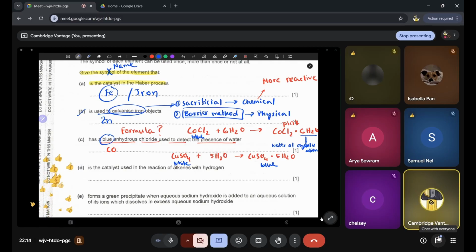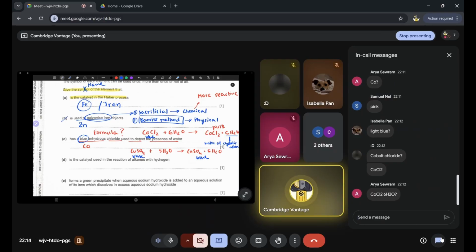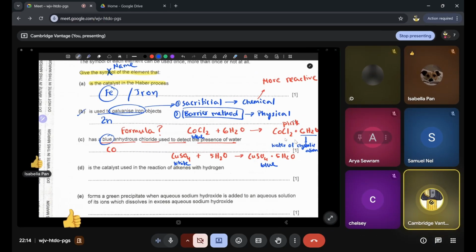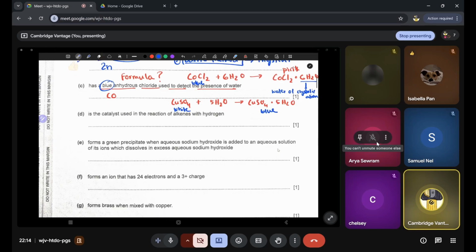All right. So what about Isabella and Chelsea? All right. And Isabella, you mentioned that it's going to be light blue, but it's going to be pink, unfortunately. All right, let's move to the next part.